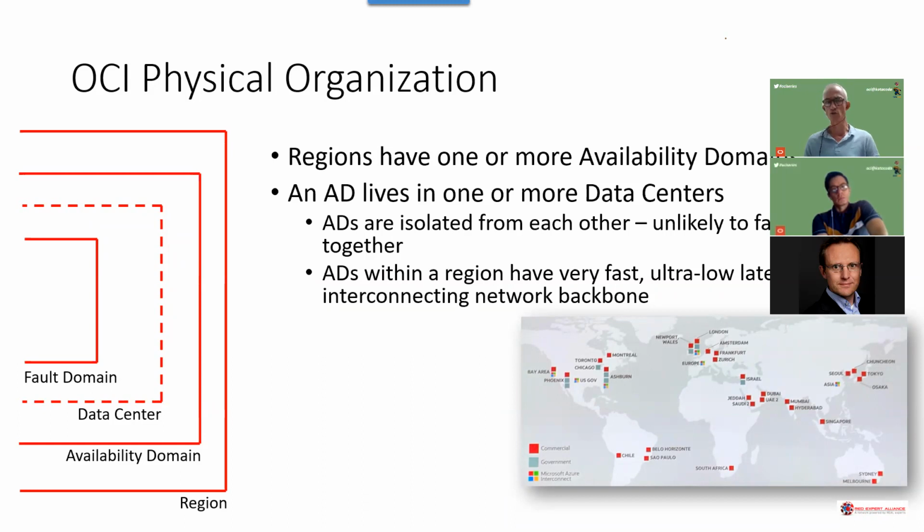Of course, you can also go cross-region. The network backbone between availability domains has a very high capacity, and it's almost as if resources in different availability domains are very close together.